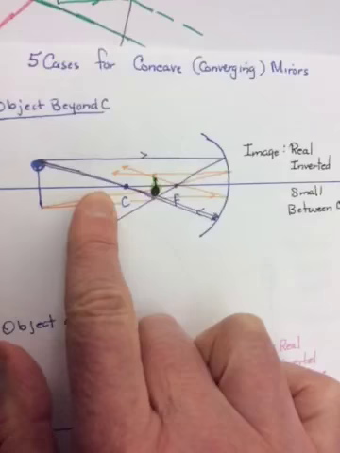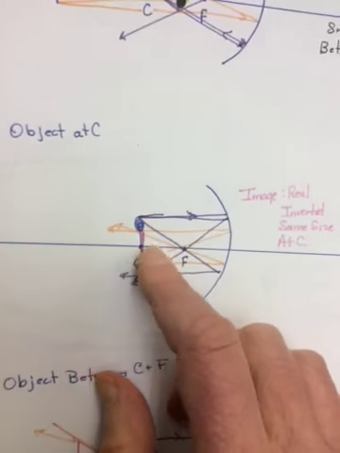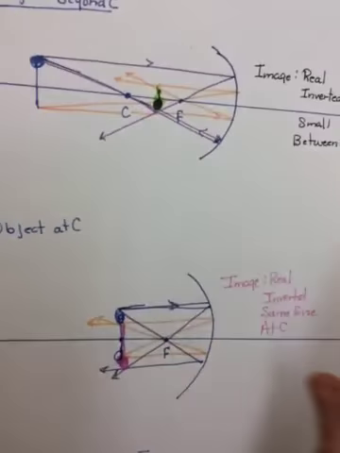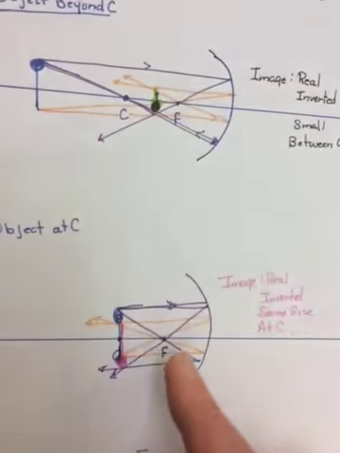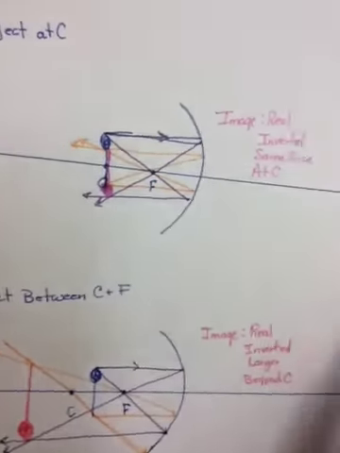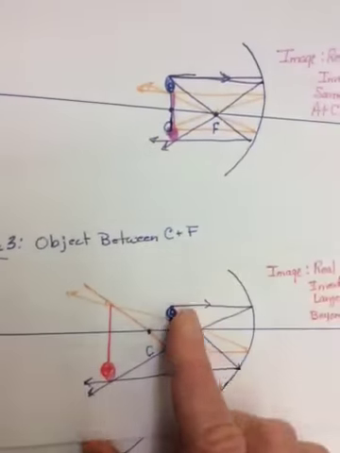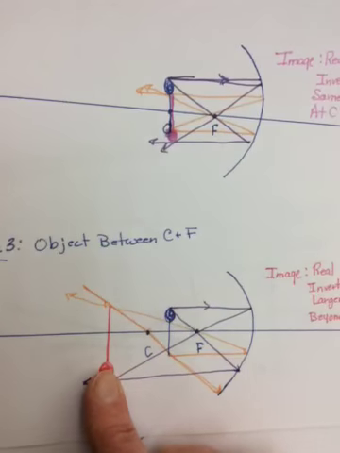I'm now going to move my object in, and as I move my object in, my image moves out. So when the object is at C, the image from being smaller and between C and F has moved out and gotten larger. So at C, they're the same size. If I keep moving the object in between C and F, the image keeps moving out and getting bigger.